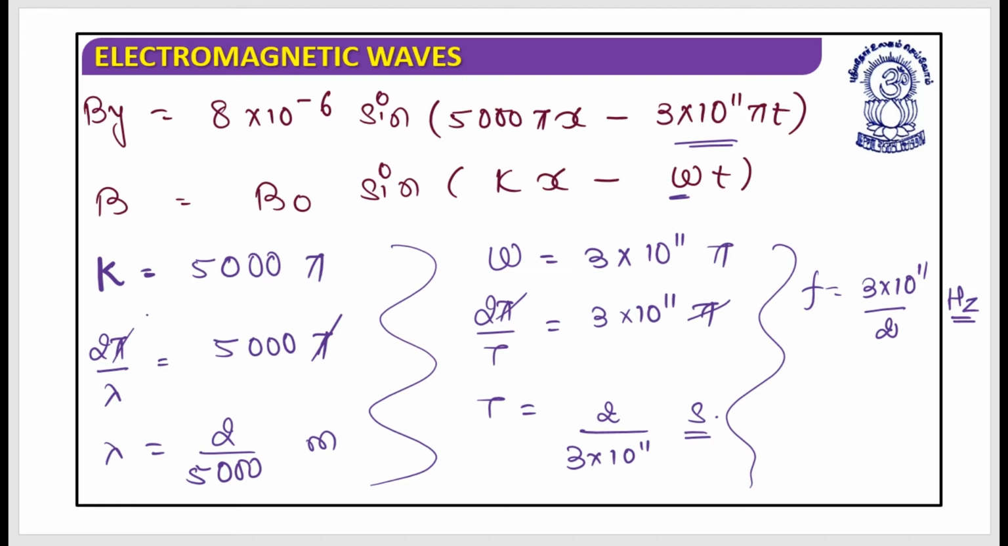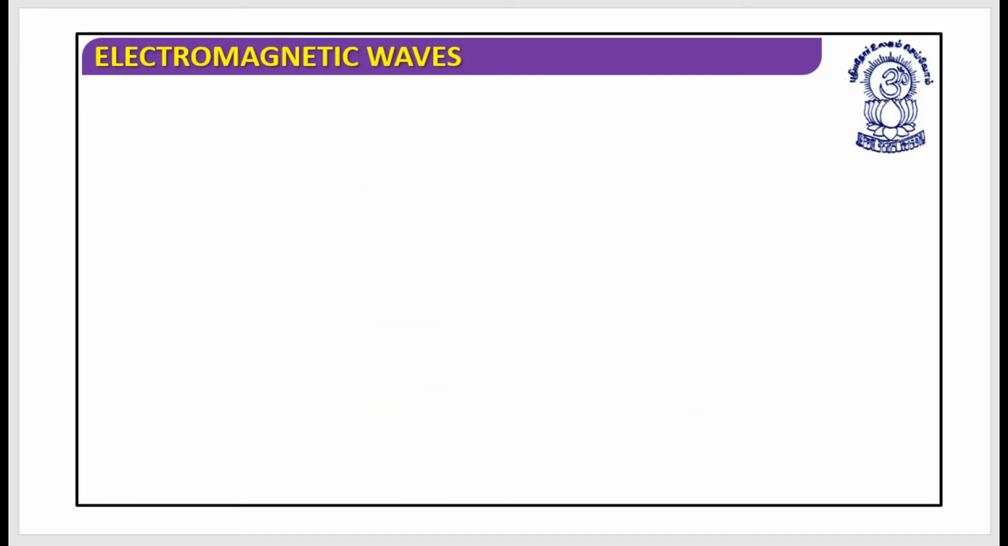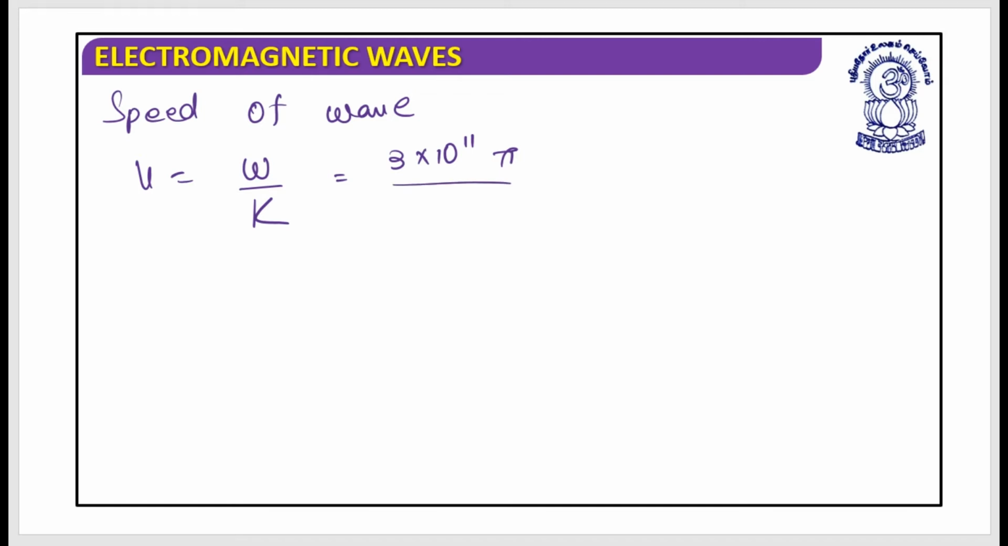Now next, it's the speed of the wave. To have the speed of the wave, I must remember the relation V equals omega by k. So this is equal to 3 into 10 to the power 11 pi divided by 5000 pi. So this has gone, and this will give me 6 into 10 to the power 7 meter per second. So this is the speed of the wave.